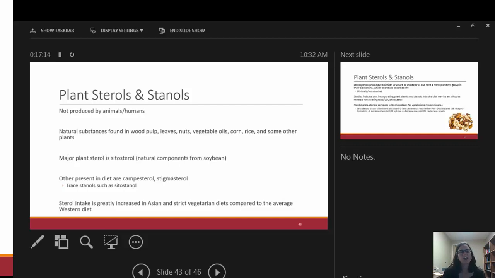We are animals. So these sterols and stanols are found in various plant matter, including wood pulp, leaves, nuts, vegetables, vegetable oils, corn, rice, and other plants. The major plant sterol that is found in the diet is from soybean, and it's called sitosterol. And as we would assume, people who consume more of an Asian-based diet or a strict vegetarian diet have much higher intake of this plant sterol.